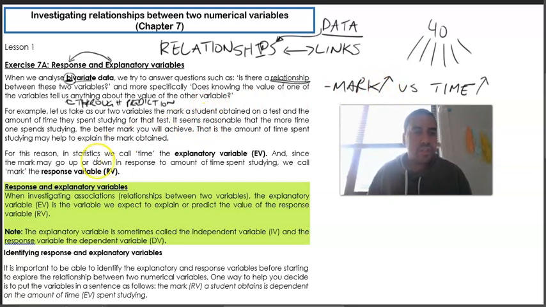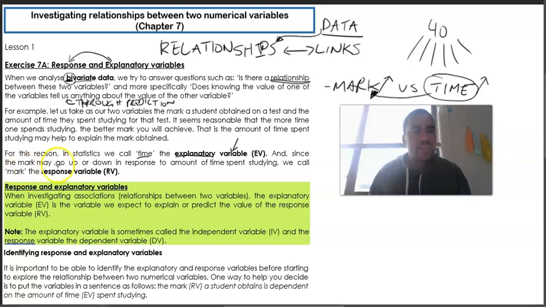So for this reason, in statistics, we call the time that we spend the explanatory variable, okay? So let's break down what this means. Variable, because all the answers that we are giving about how much time students have spent, they vary, all right? They will change from answer to answer. And it's explanatory. Think of explanatory as an explanation, okay? One of them is going to explain the other, okay, in general forms.